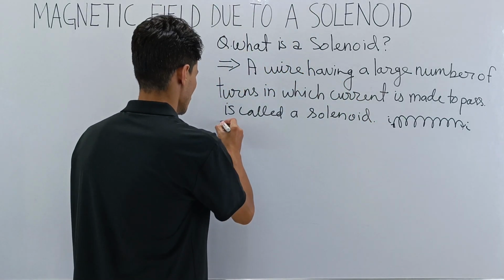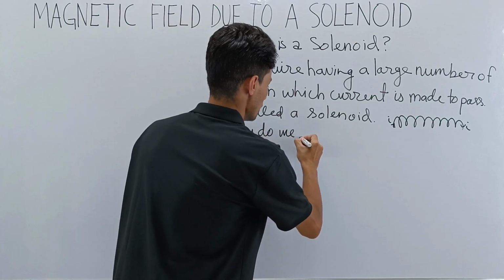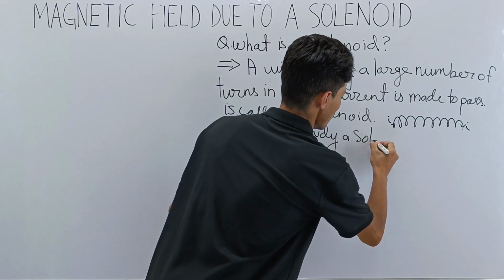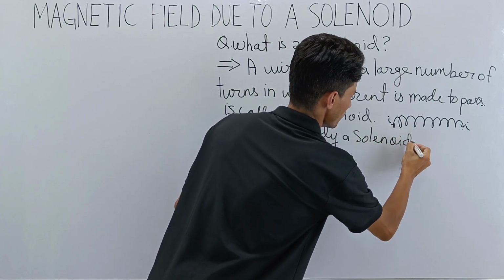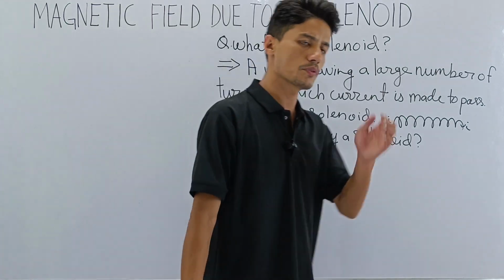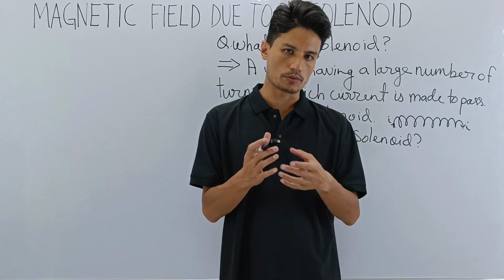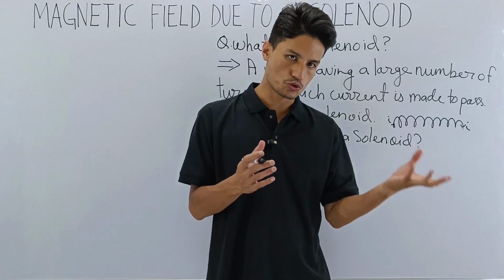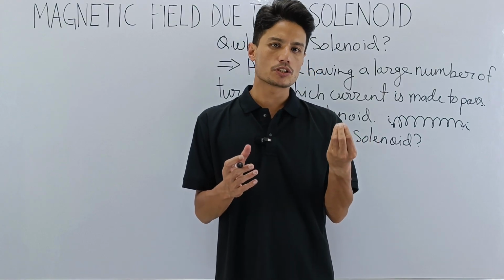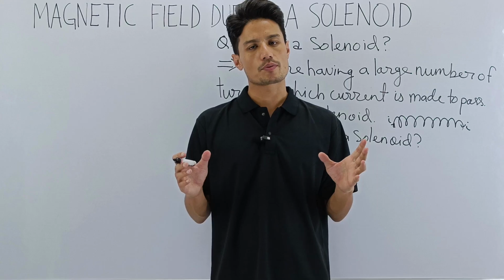So let's write this question. Why do we study a solenoid? It's very important to know why we study a solenoid. We study a solenoid because when a solenoid is connected to a battery and current is made to pass through, then the solenoid produces a magnetic field similar to the magnetic field produced in a bar magnet. This is the reason why we study a solenoid.